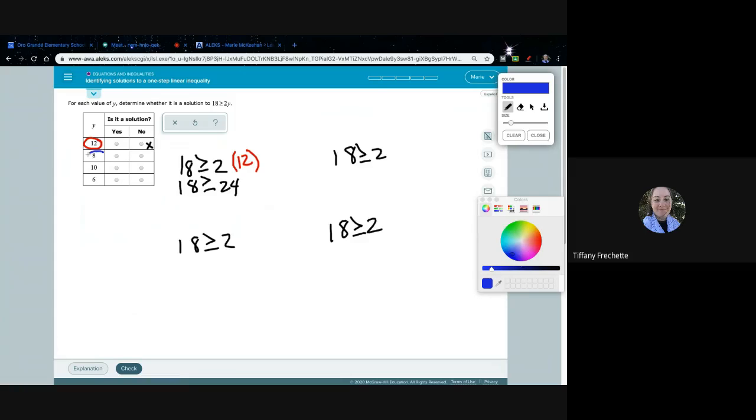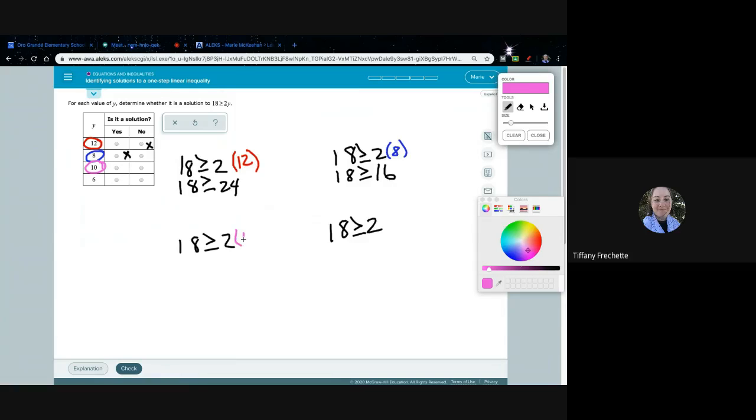All right, let's go with blue for our next one here. So we have 8. So we have 18 is greater than or equal to 2 times 8. So 18 is greater than or equal to 2 times 8. We get 16. Well, that's true. 18 is greater than 16. So yes. All right. Next one.